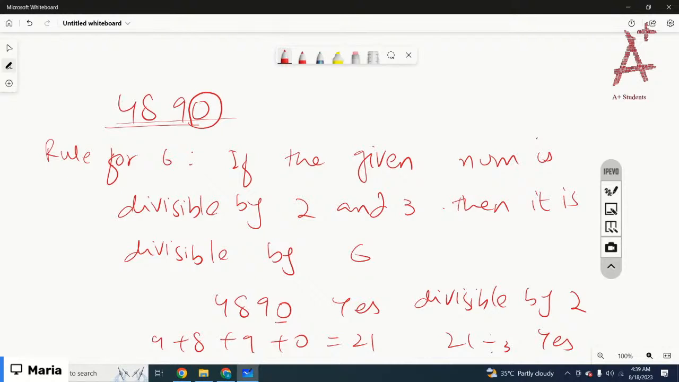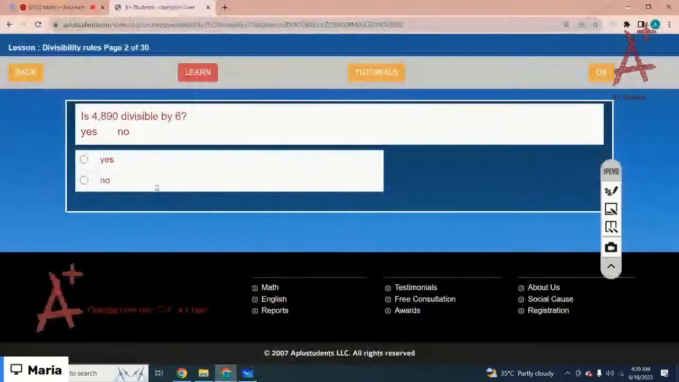Right? If the number is divisible by 2 and divisible by 3, that means the number is divisible by 6. So yes, it is divisible by 6.